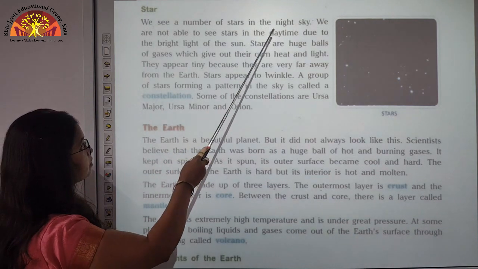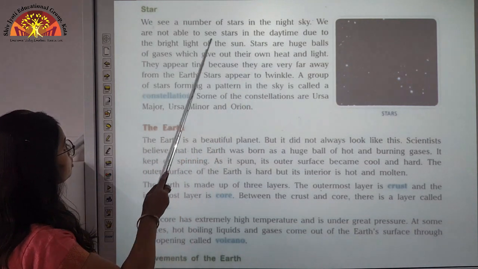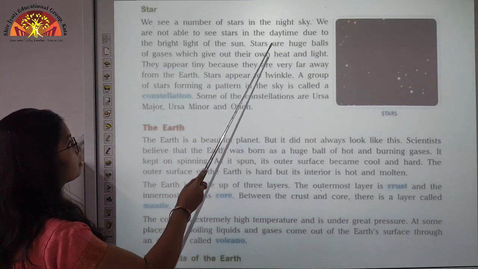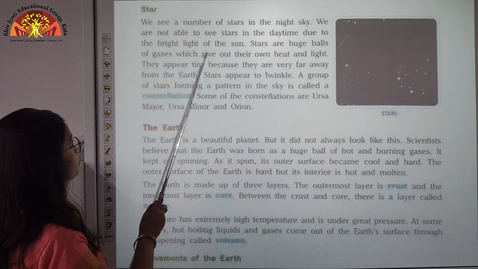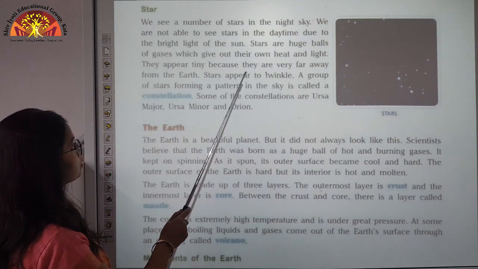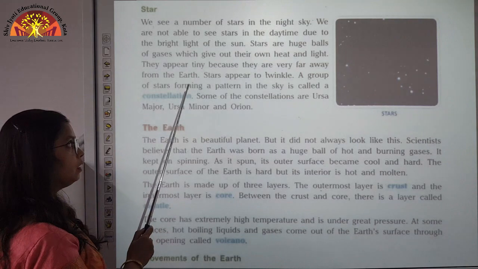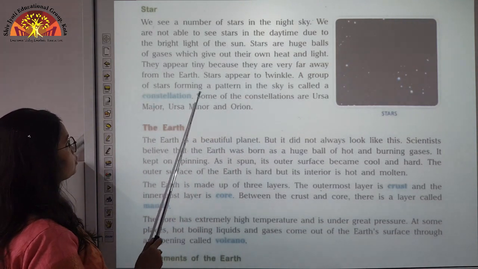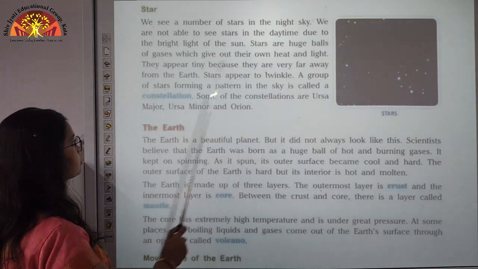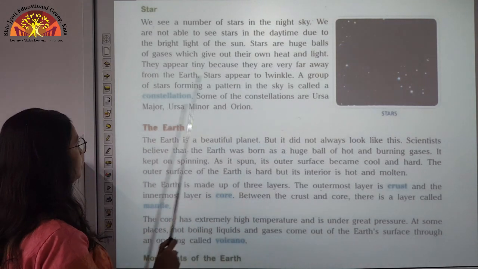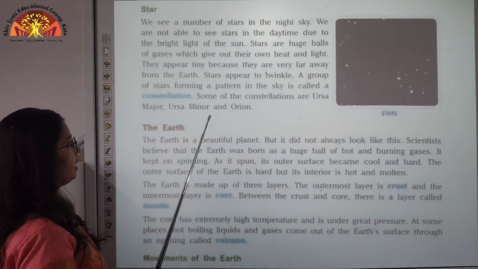We see a number of stars in the night sky. We are not able to see stars in the daytime due to the bright light of the sun. Stars are huge balls of gases which give out their own heat and light. They appear tiny because they are very far away from the Earth. Stars appear to twinkle. A group of stars forming a pattern in the sky is called a constellation. Some of the constellations are Ursa Major, Ursa Minor and Orion.